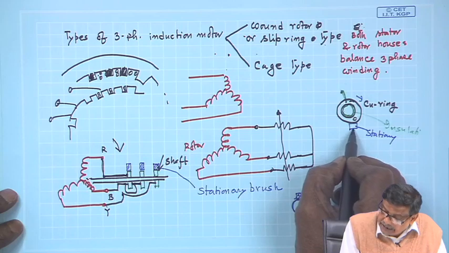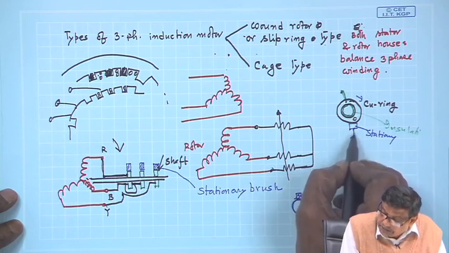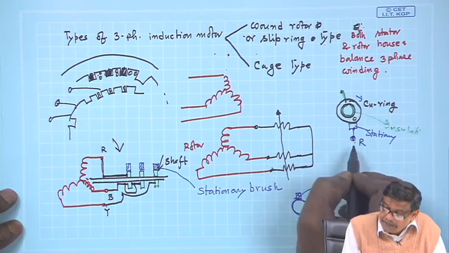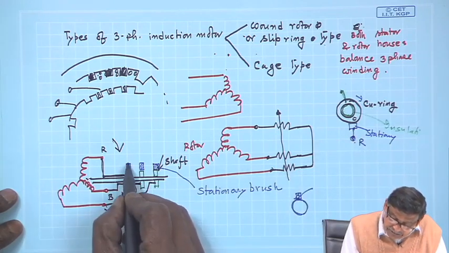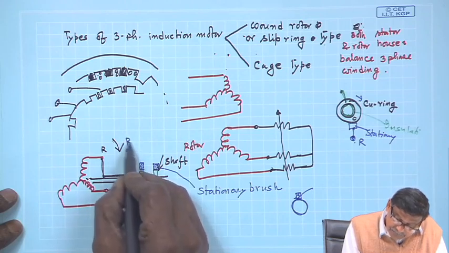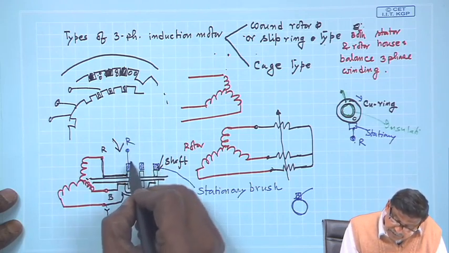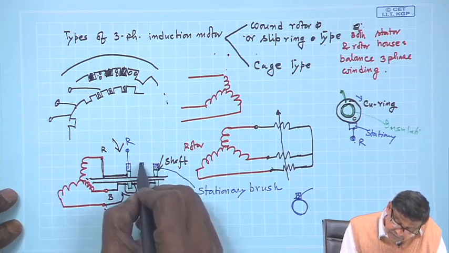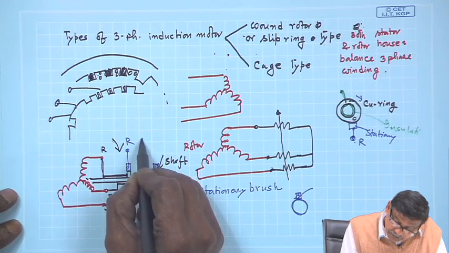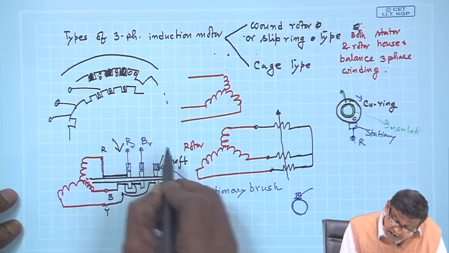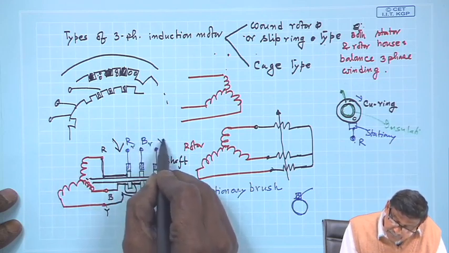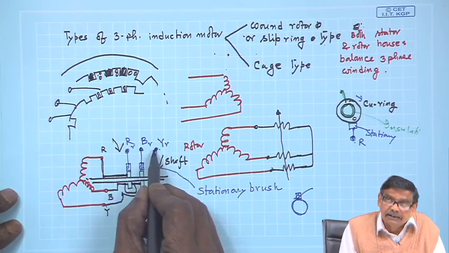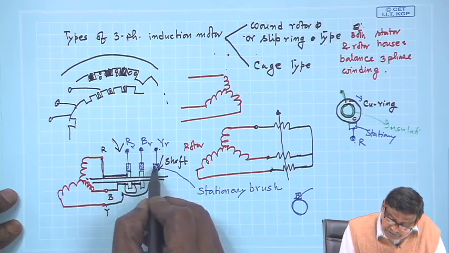So, and then the terminals of the rotor are brought out from the stationary terminals that we marked as R. So, this is R. These brushes are stationary, stationary brush for R. This is B of the rotor, and this is Y of the rotor. What I am telling is, these three terminals are stationary because the brush is stationary.